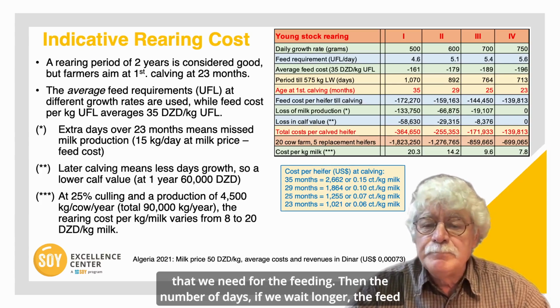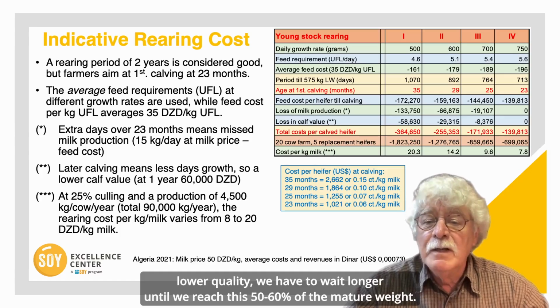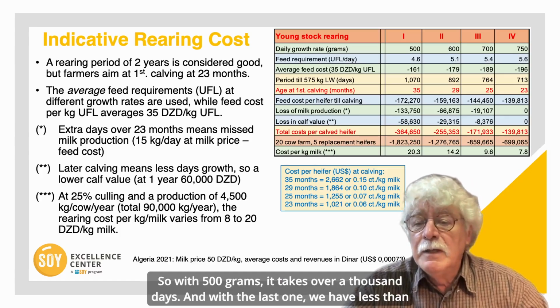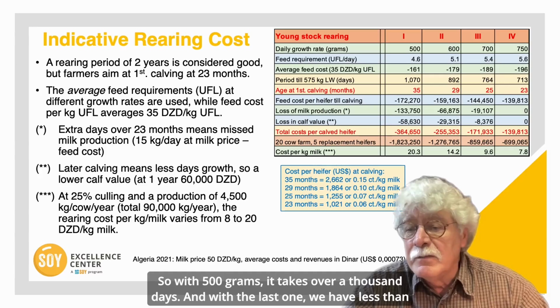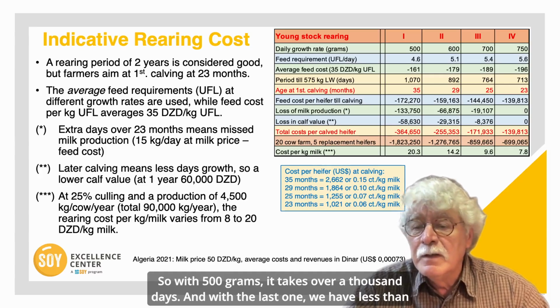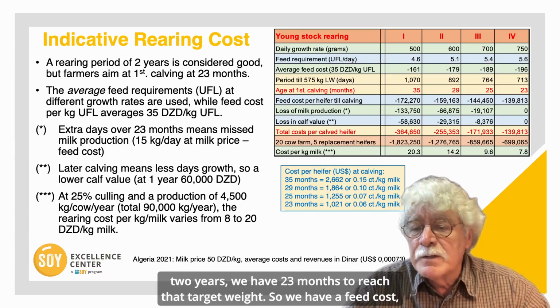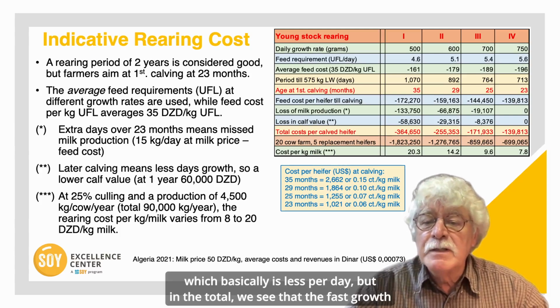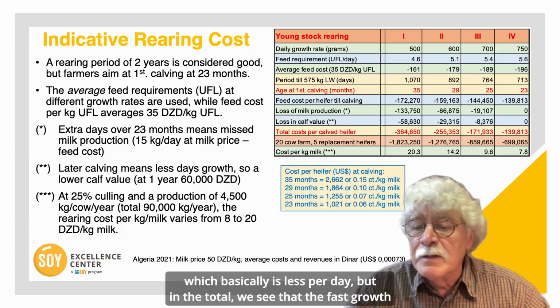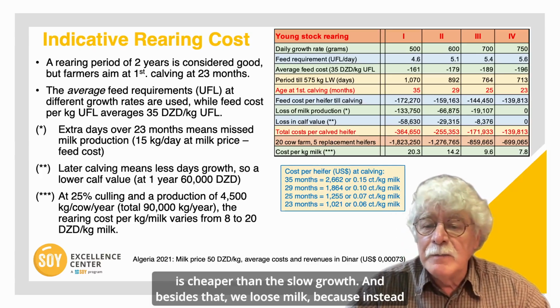Then the number of days, if we wait longer and feed lower quality, we have to wait longer till we reach this 50-60% of the mature weight. So with 500 gram, it takes over 1,000 days. And with the last one, we have less than 2 years. We have 23 months to reach that target weight. So we have a feed cost, which basically is less per day, but in the total, we see that the quick feeding is cheaper than the slow feeding.